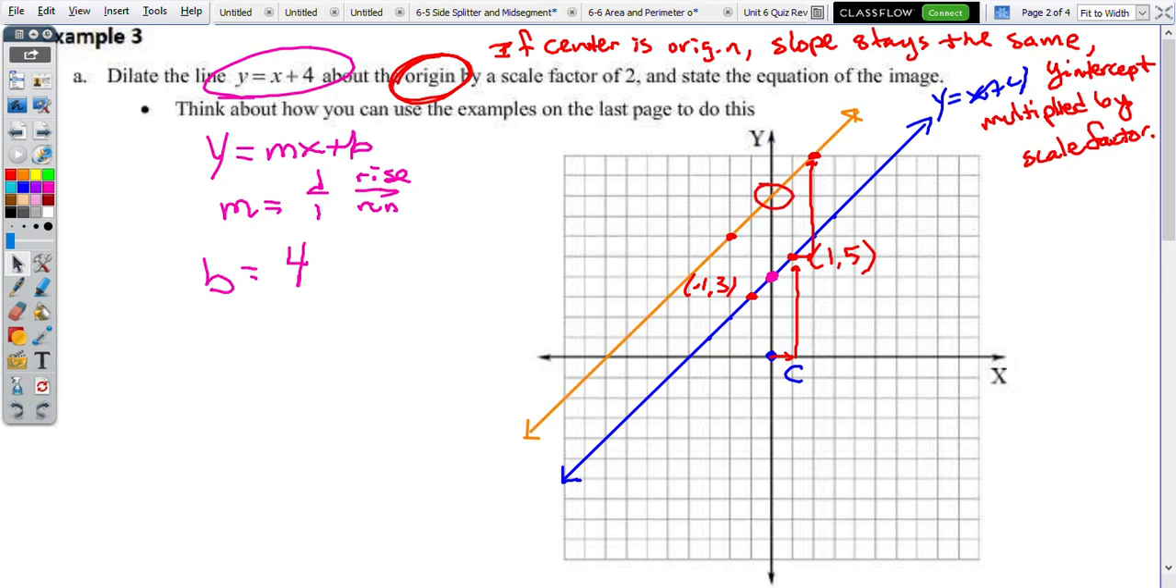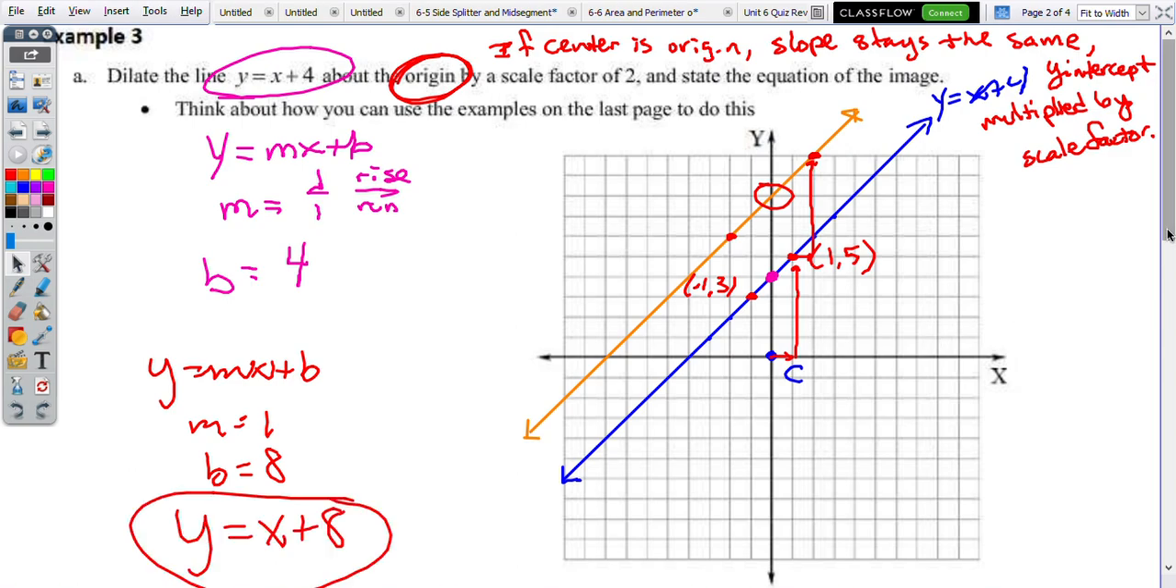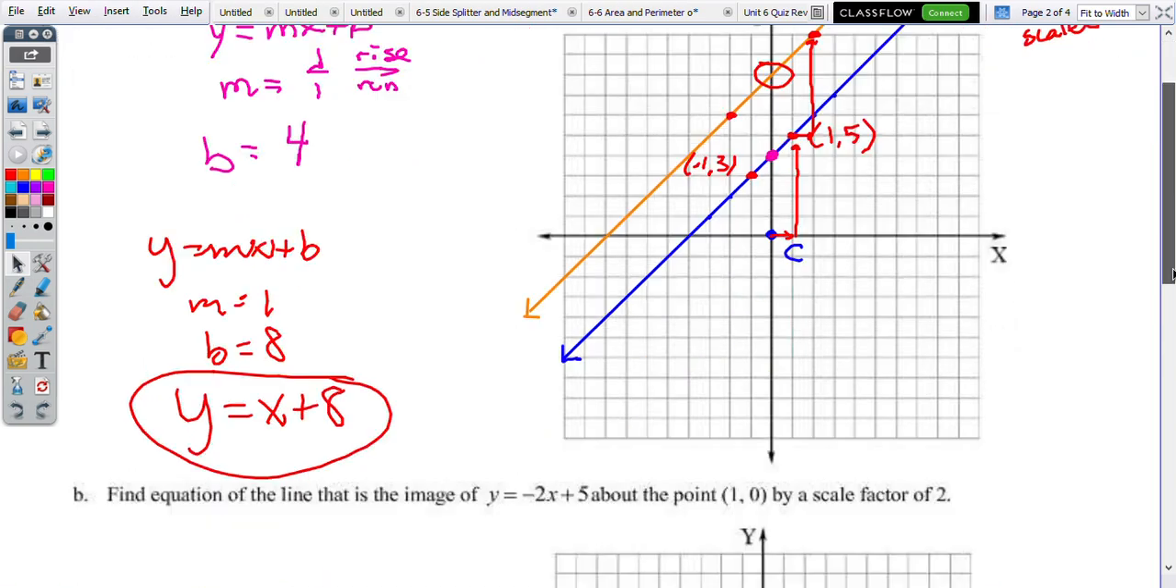So all I need to do here is locate the y-intercept. We can count it, it's 8. And then I just need to take my equation, y equals mx plus b, plug in my slope, which is 1. My y-intercept is 8, and there's y equals x plus 8. A little bit quick, but hopefully it's just a recap.